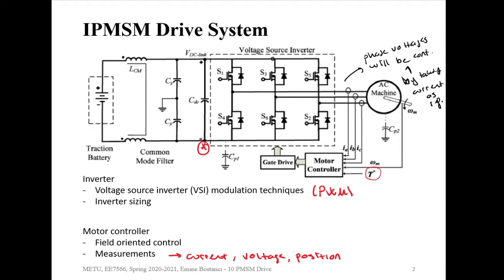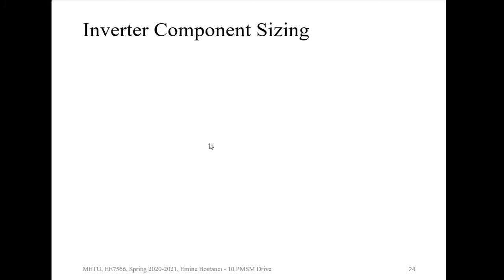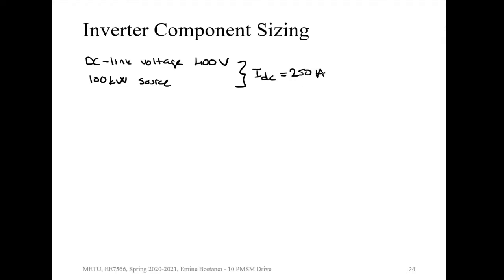So when it comes to inverter sizing, we need to know the characteristics of our load. And if we have a permanent magnet machine load, as the name suggests, then we need to know its power factor. So if we have a DC link voltage of 400 volts, and if we assume, for example, a 100 kilowatt system, then it means that I can have an IDC, the DC link current, equal to 250 amperes.